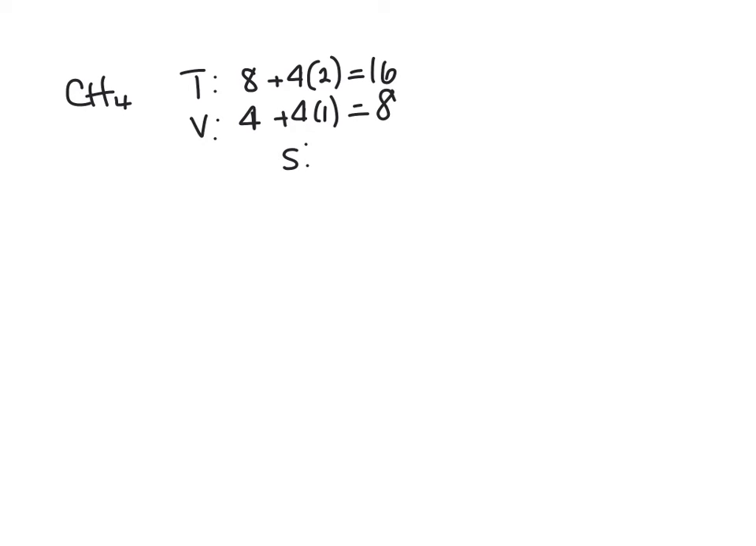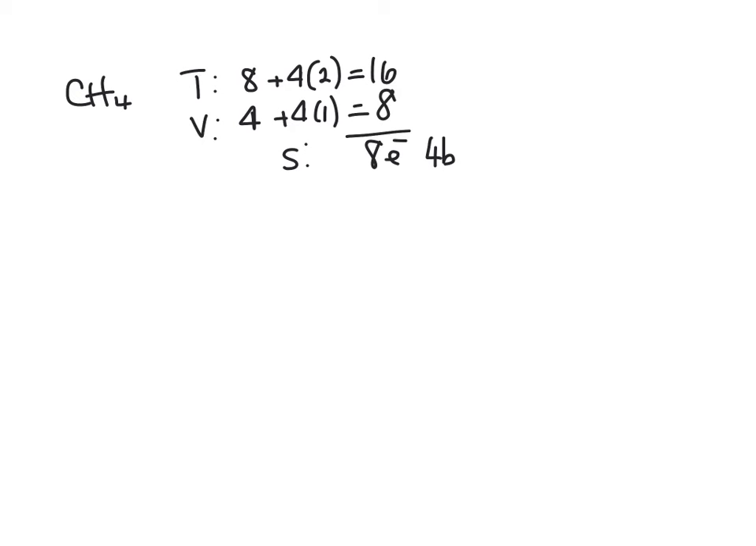So CH4, methane. Total: carbon wants to be surrounded by 8, and we have 4 hydrogens, and each one of them wants to be surrounded by 2. So 16 total. Valence: carbon brings 4, hydrogen brings 1 each, for a total of 8. Subtract 8 from 16, and we get 8 shared. Divide that by 2, that means 4 bonds.